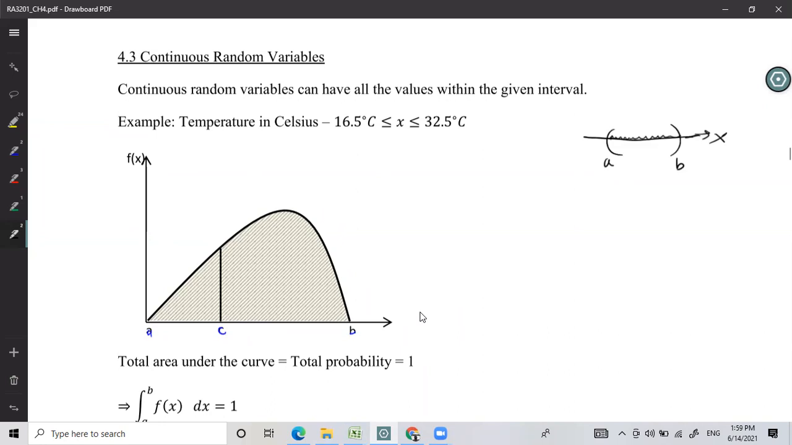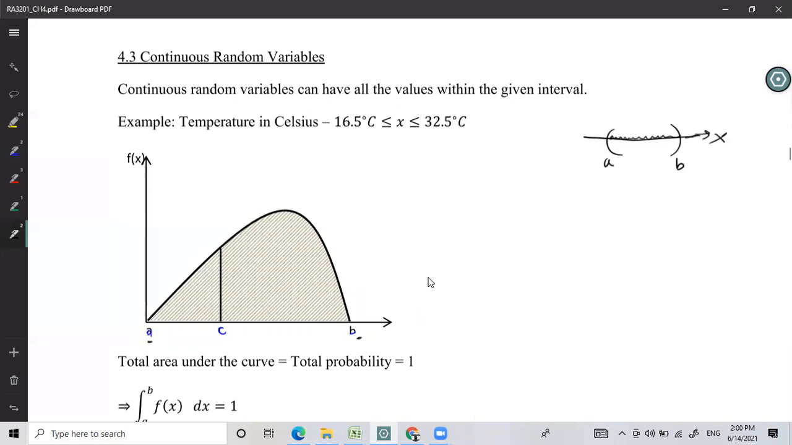But when it comes to the continuous case, suppose your random variable x is in between A and B, all the values, each and every point within A and B will contain a certain probability value. Therefore, your graph will be a smooth curve like this. You can see the smooth curve, okay?